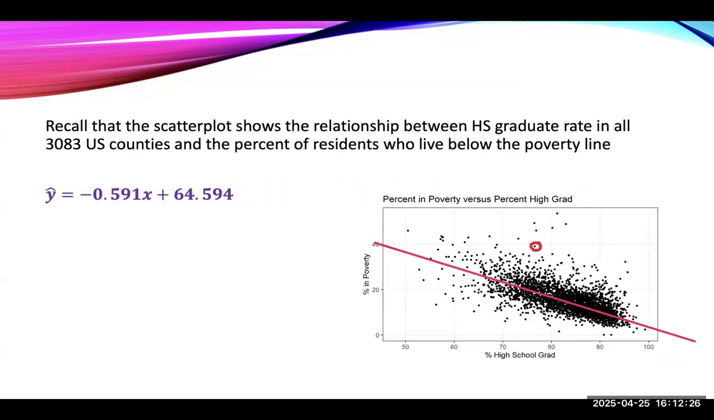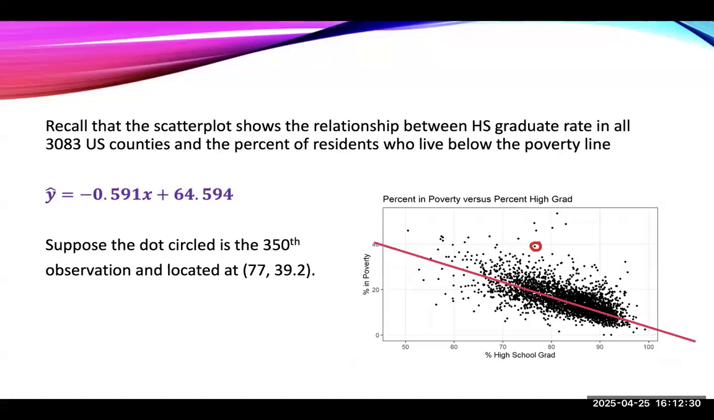So here I've circled a dot. Suppose the dot circled is the 350th observation. So I can number every single one of these dots. We said there's 3,083 of them. I labeled this particular dot 350. I'm going to calculate its residual, which is its vertical distance from the line. And I'm going to call that E350.